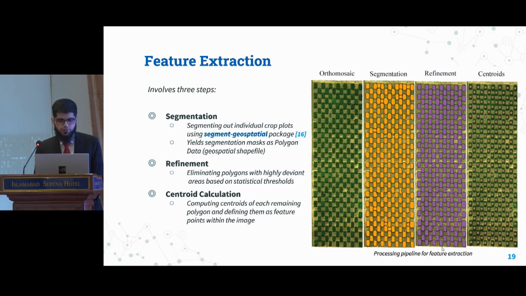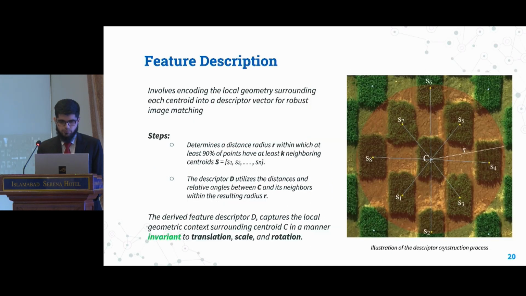So for segmentation, we use the segment geospatial package to acquire segmentation masks as polygons, and for refinement, we eliminated polygons with high defined areas based on statistical thresholds or rules. And for centroid calculation, we again computed centroids on the remaining polygons to define them as feature points.